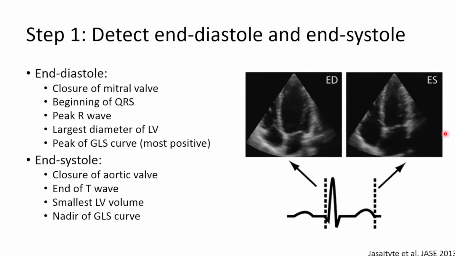And end systole can be defined as the frame following closure of the aortic valve. This is the most typical or most common definition. You can also use ECG gating with the end of the T wave to help determine that, or the smallest LV volume, or the nadir, the lowest point of the GLS curve, would be considered end systole.